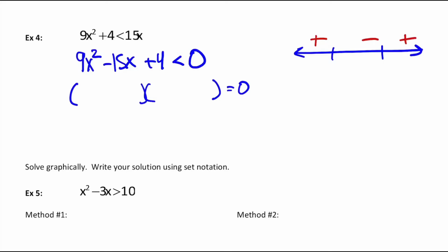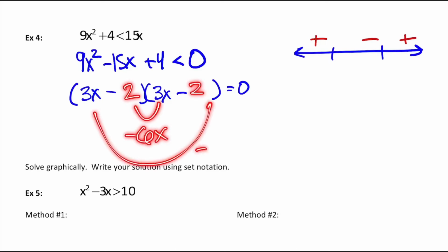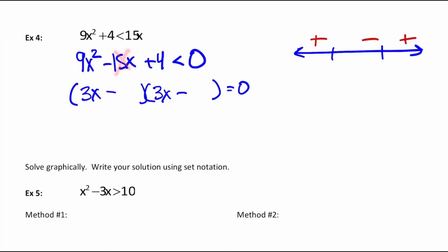So I'm going to start by guessing 3x and 3x, because I think 9 might be just too large a value. I know both of these are negative. I need to get 15. So again, we've got choices here with 4. Could be 2 and 2. Well, if it's 2 and 2, that's a negative 6x, and that's a negative 6x. That's negative 12x. Not going to work.